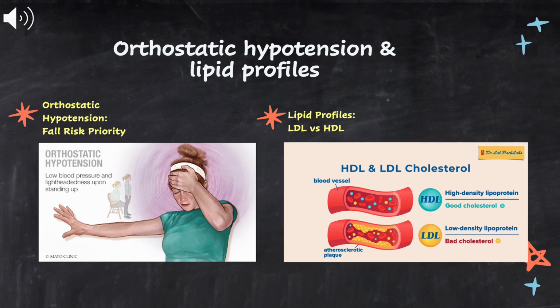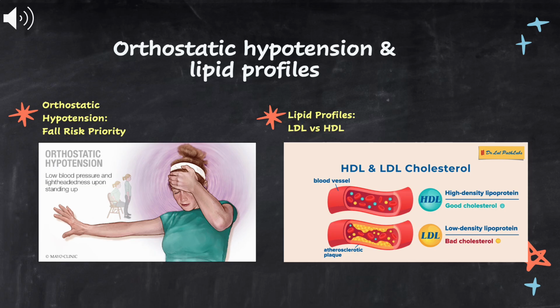We'll start with orthostatic hypotension, which occurs when blood pressure drops significantly upon standing. This sudden drop can cause dizziness, lightheadedness, or fainting due to reduced cerebral perfusion. Orthostatic hypotension is a major fall risk, especially in older adults and in patients with cardiovascular disease, or those taking medications such as diuretics or vasodilators.